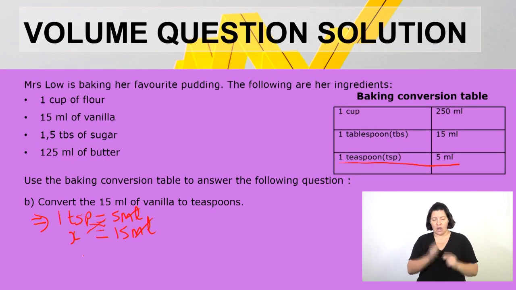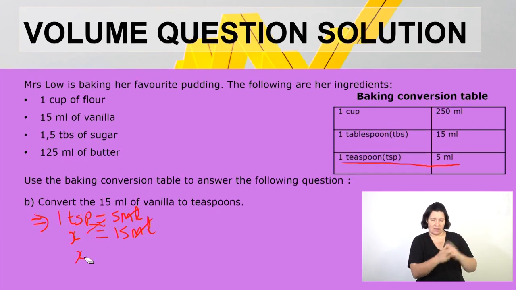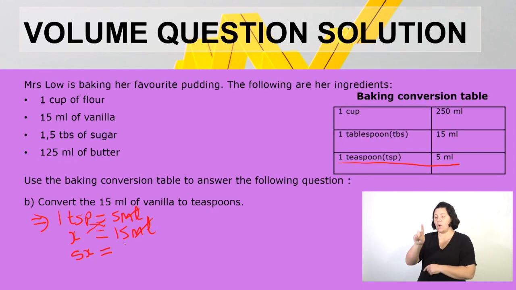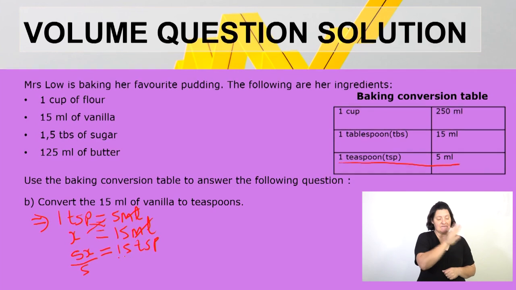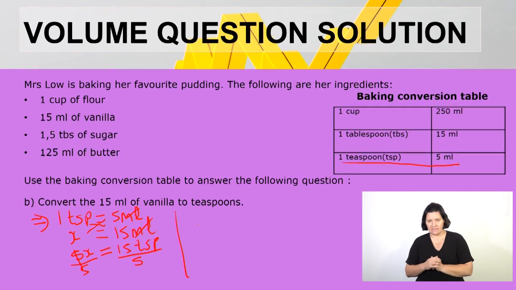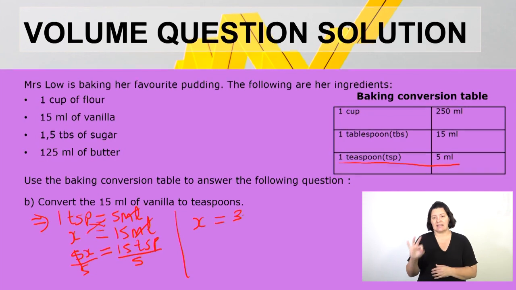We cross multiply, keep x on the left-hand side. So it will be 5x being equal to 15 times 1 teaspoon, which is 15 teaspoons. We need x alone. We divide both sides by 5. The 5 will cancel the 5. Again, here we say 15 divided by 5 gives us 3. In other words, 3 teaspoons will be needed for this one. Let's carry on with more questions.